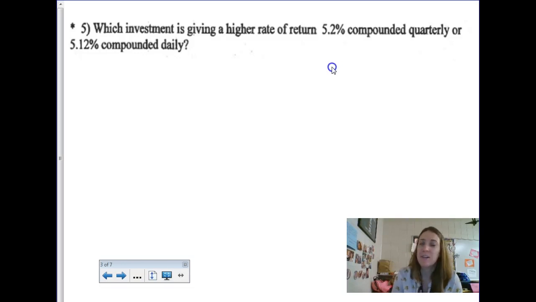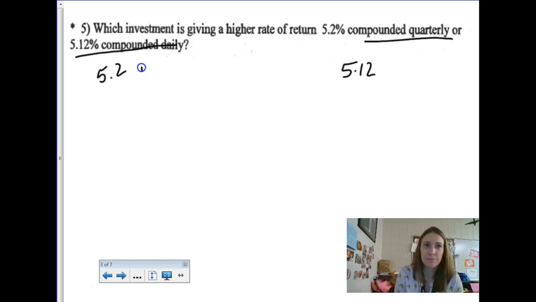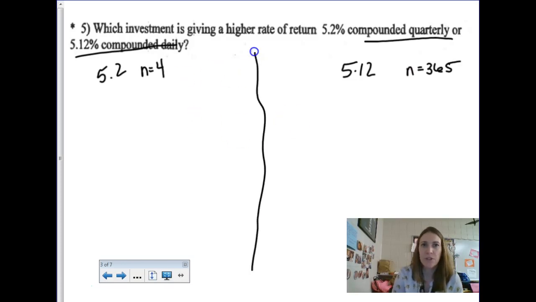All right, number 5 cannot be done with the solver, so make sure you're setting up, it says compounded quarterly, so you're using your formula. But they want you to compare the two. So 5.2 compounded quarterly versus 5.12 compounded daily. So quarterly would be n equals 4, daily would be n equals, we'll just say 365. And they want you to compare, and they don't tell you how much to invest. So just make up a dollar amount because it's going to be comparatively the same. You can invest $1 for all I care.